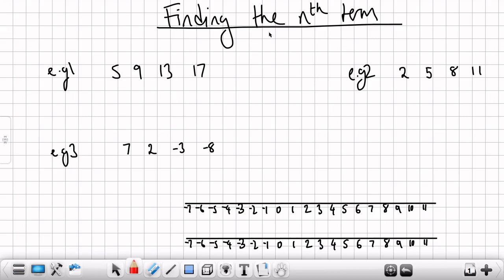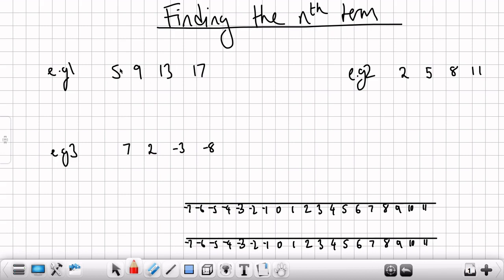I'm going to be finding the nth term for each of these sequences. I've got 3 examples here, and I've got a number line here to help you to visualize things a bit better if you need that. Right, for the first one then, obviously you can see there's a pattern here to this sequence.